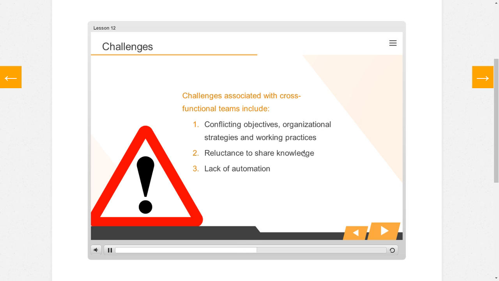Lack of automation can mean that it's very difficult to pass information between organizations. Collaboration tools can help to build an effective team if the team members aren't all in the same place. If each organization is using its own tools, the team will feel less connected.